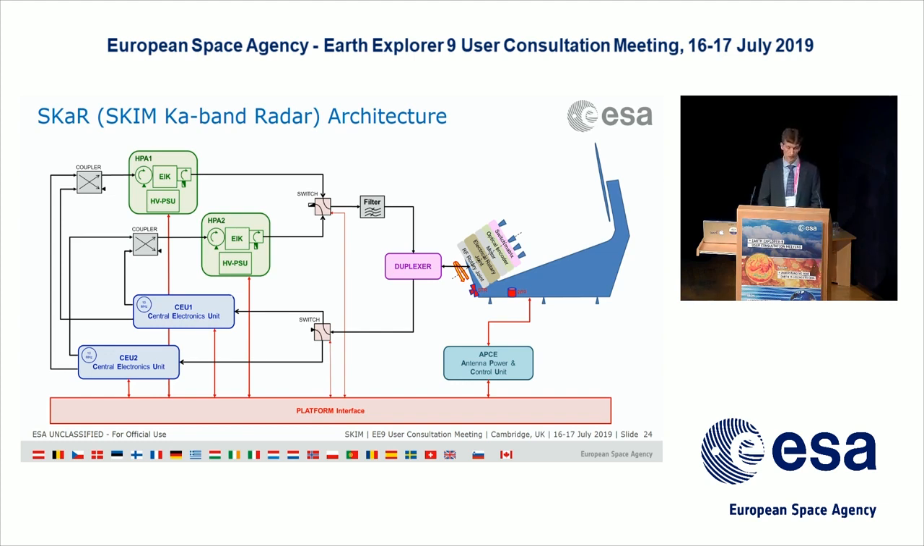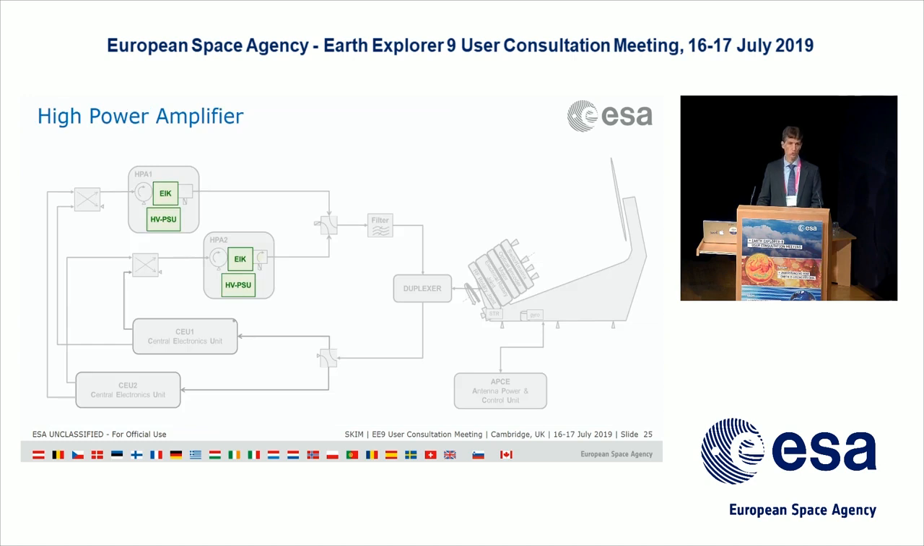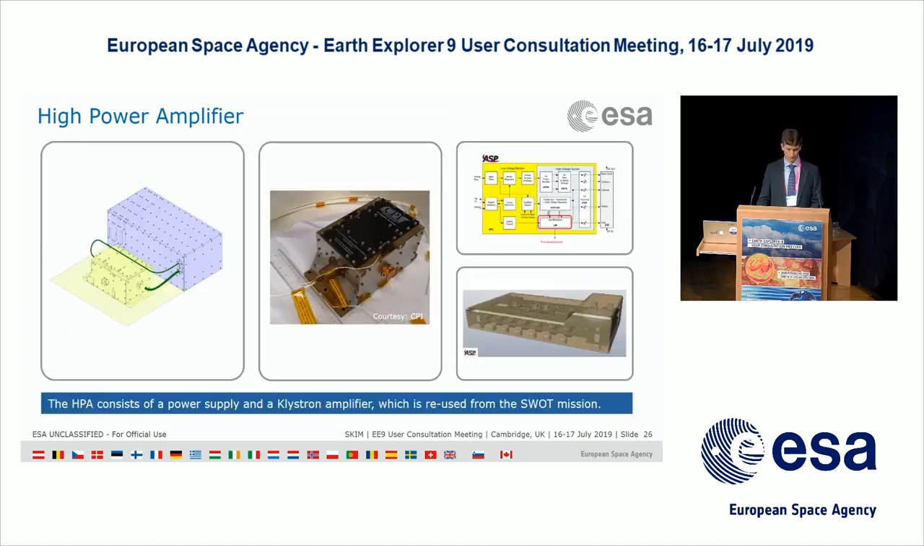The signal comes back via the duplexer back to the receiving side of the central electronics. So to start with the high power amplifier, the high power amplifier consists of two units. You have the klystron, which does the amplification of the signal. The klystron is straight reuse from the SWAT program. And you can see a picture of this unit here in the middle.